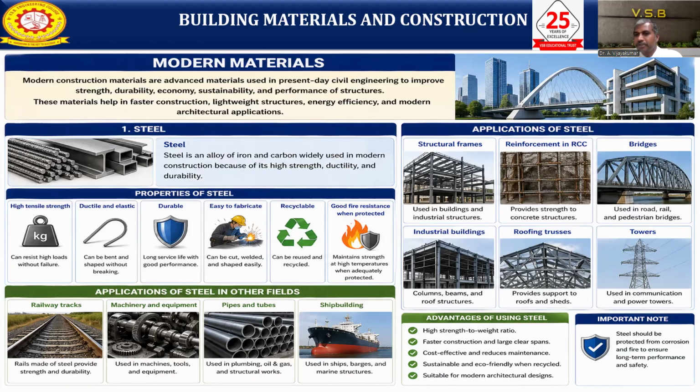Then bridges, used for road, rail, and pedestrian bridges, we can also use steel. Then industrial buildings, using the columns, beams, and roof structure, we can incorporate steel. Roofing trusses provide the support to the roofs, and for sheds we can use steel.